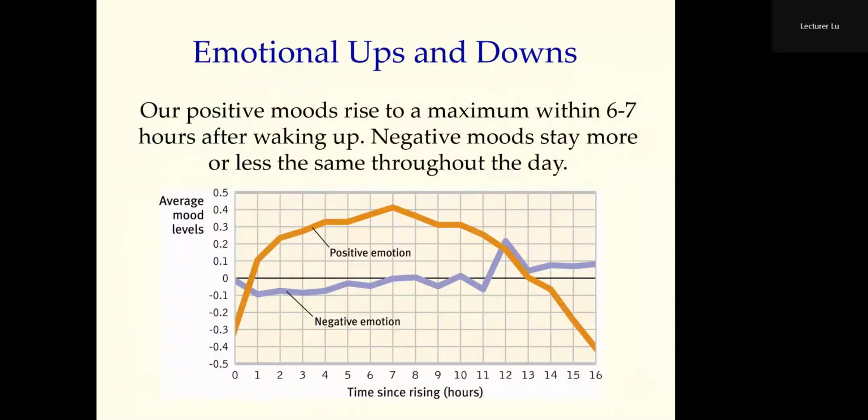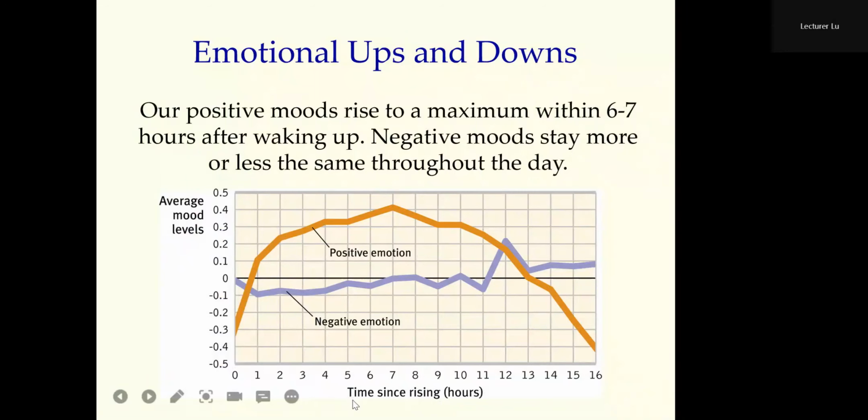We all experience emotional ups and downs in our day. Our positive moods can rise to a maximum within 6 to 7 hours after waking up, and our negative moods stay more or less the same throughout the day. We can see here the time since rising in hours, and here the average mood levels. The positive emotions look like an upside-down U. A negative emotion stays more or less the same.